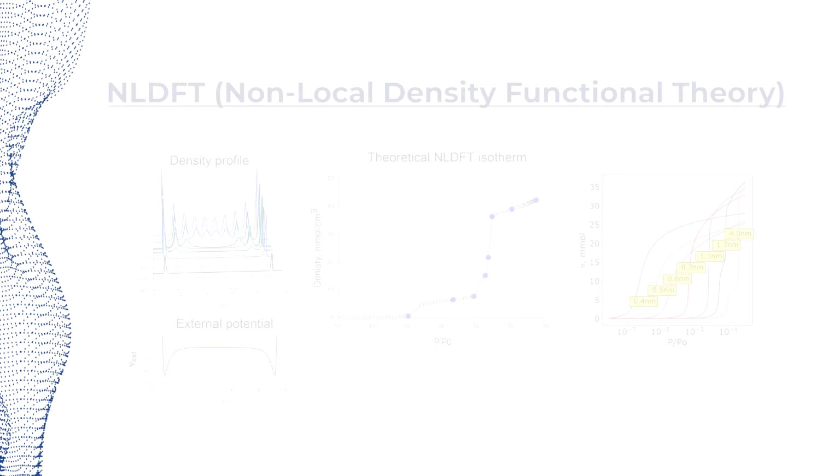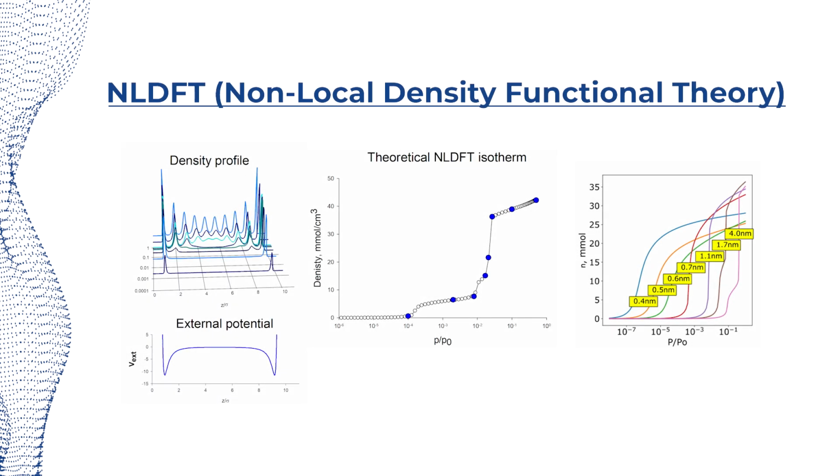Here is an example of the density profile of a slit pore. Since we have two parallel walls, we can see the two minima in the external potential graph shown on the bottom left. On the top left, we have the density profile calculated for each relative pressure. We can see that in the density profile at low relative pressure, the density peaks correspond to the two minima shown on the external potential graph.